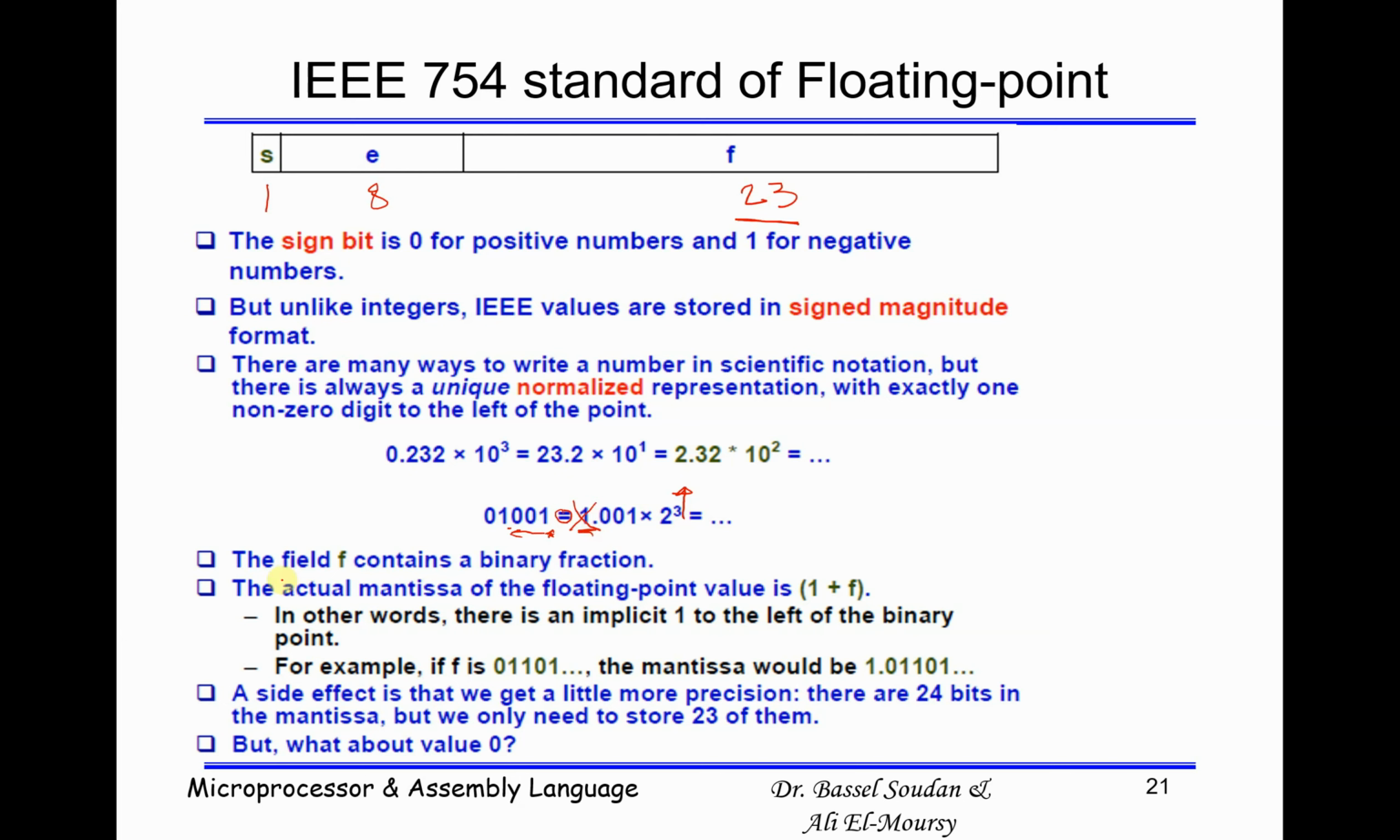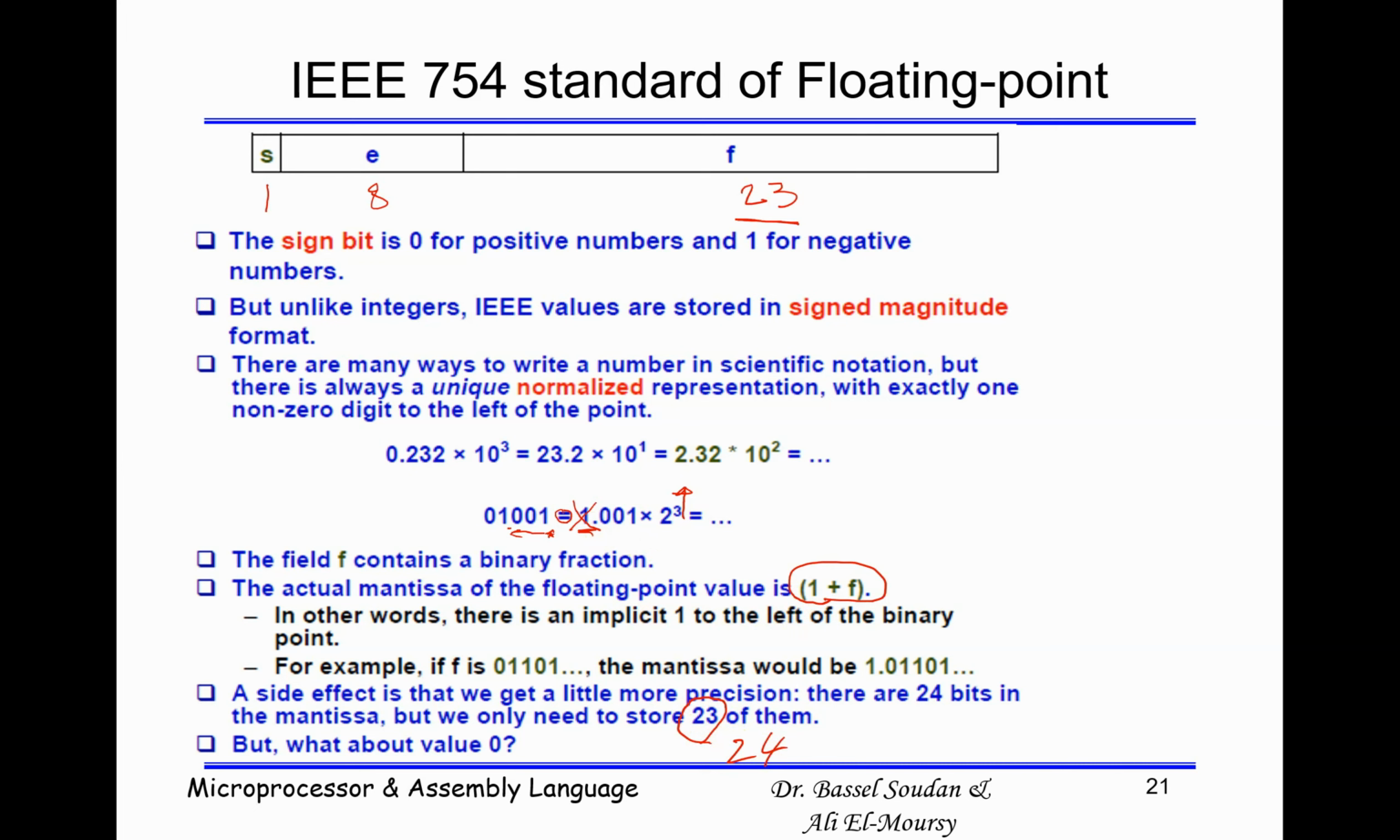As indicated here, the field F contains a binary fraction, losing the 1. So the actual mantissa of the floating point value is 1 plus the fraction. Pay attention to this. This gives me 1 extra bit: I can store 23 bits, but my number can originally go up to 24 bits, because this extra one is omitted from the storage.